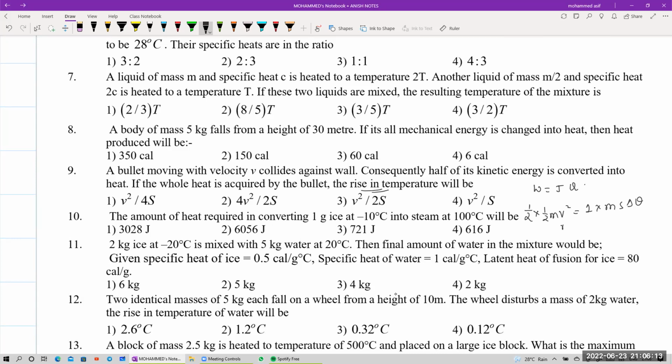So this becomes m v squared divided by 4 equals m into specific heat into delta theta. This mass and this mass get cancelled. So delta theta will be equal to v squared divided by 4 s.